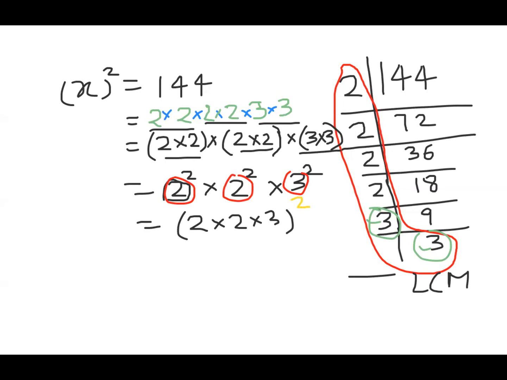Any confusion? If you have any confusion, feel free to ask. Now, what is the value over here? 2 multiplied by 2 gives us 4. 4 multiplied by 3 is 12. You can write them like this: 12 square.